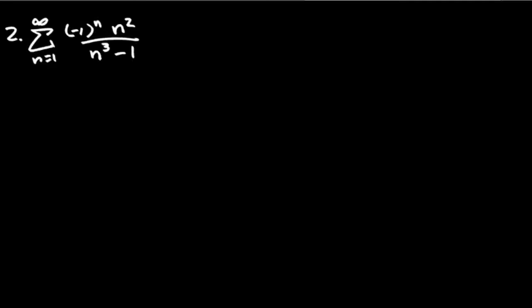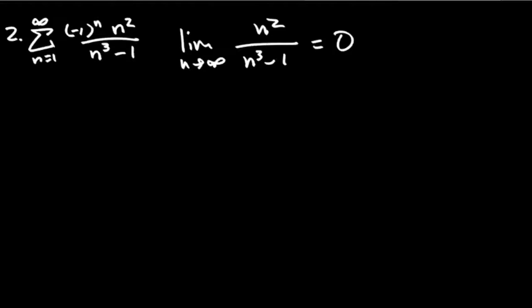Okay, so this is clearly alternating. So let's check the limit of that part in there. And since you're probably familiar with limits, this pretty obviously will approach 0. So that works. And now let's check if this thing is decreasing or not. So write it as a function so that we can take the derivative.